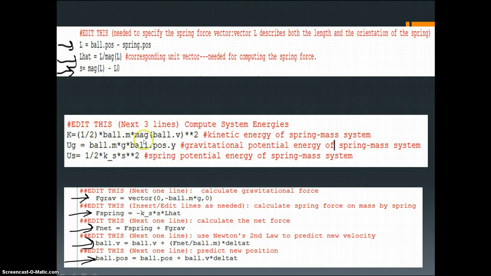The kinetic energy is half m v squared, represented by that equation. Potential energy is m g times the change in height, position y. And the spring energy is half k times s squared. The k we got and s we got from up there. Then we plug in the gravity equation, negative m g, the spring equation, k s times the L hat we just calculated, and all the forces acting on the system, as I said in the introduction, are the spring force and the gravity, so those two are here. Then we use Newton's second law in the last two equations to get the final velocity and the final position.